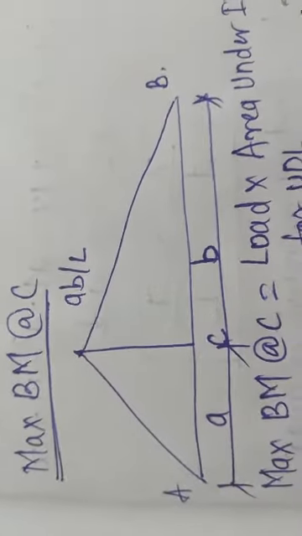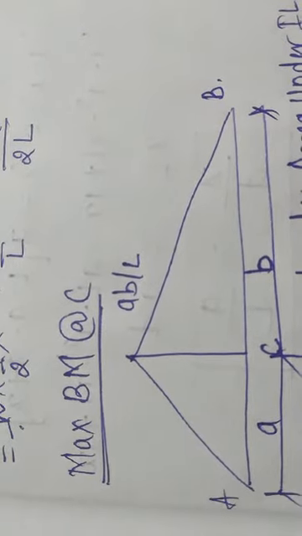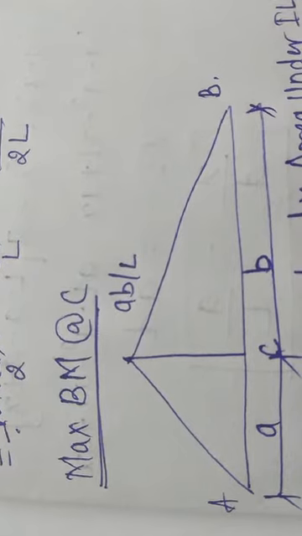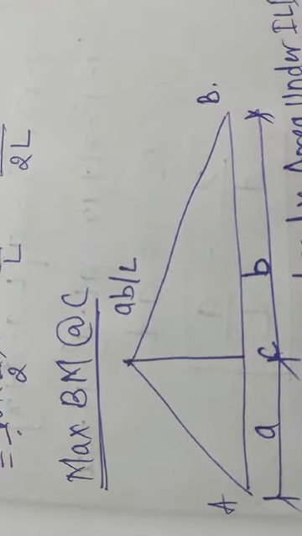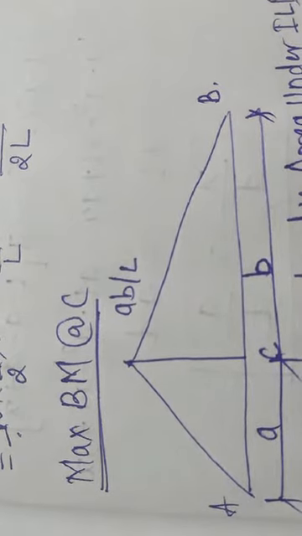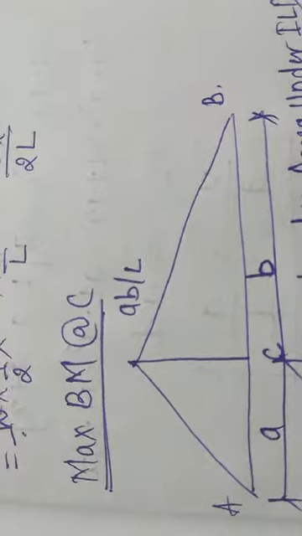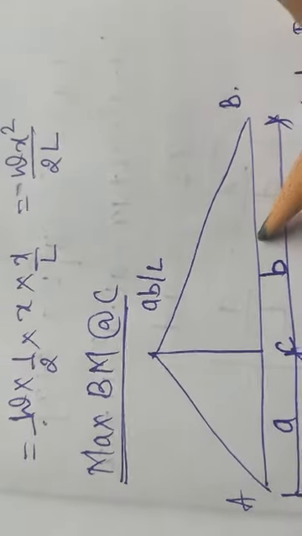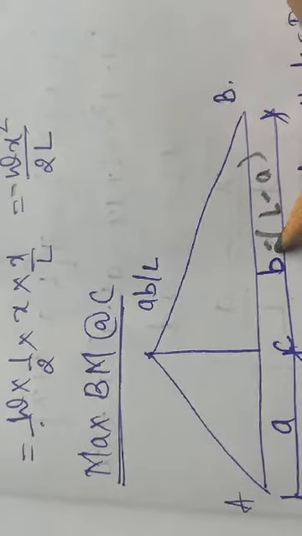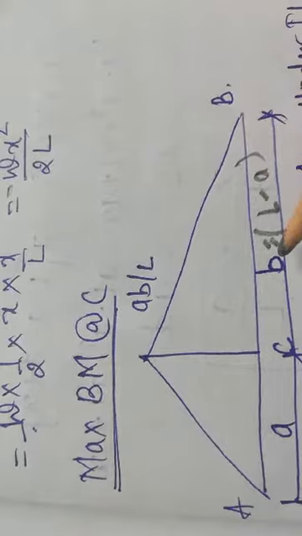Now to calculate maximum bending moment at C, the influence line diagram for bending moment is given as below. That is a triangular variation. At C you have the maximum point load acting, and the ordinate at that point is a into b divided by L, where a is the distance of the point load from support A, and b is the remaining distance, that is L minus a. You can say b is equal to L minus a, or you can denote this L minus a as b.